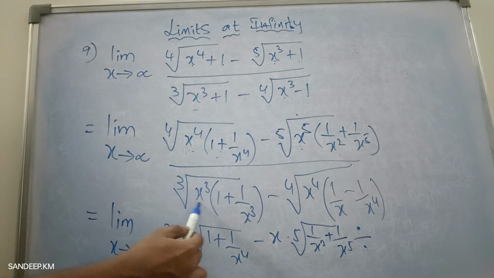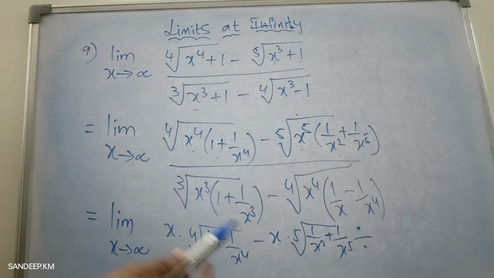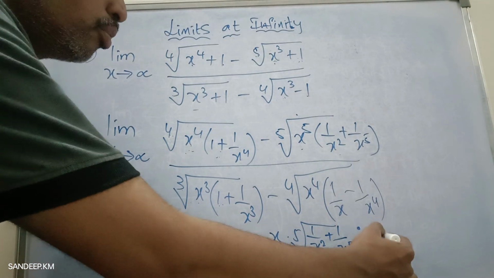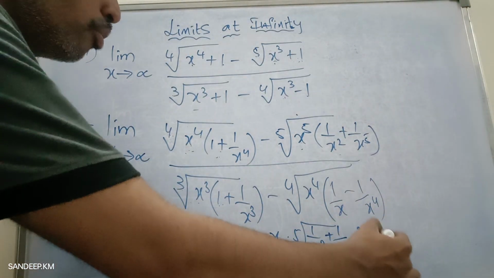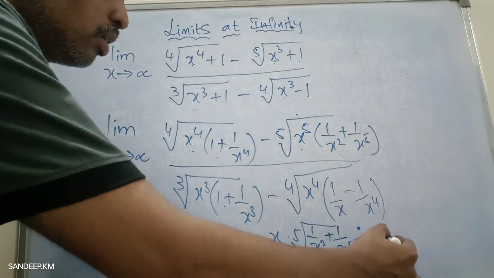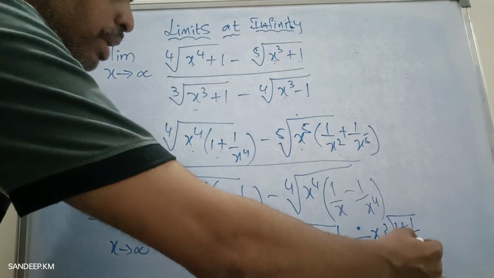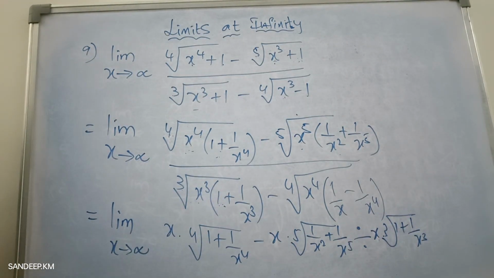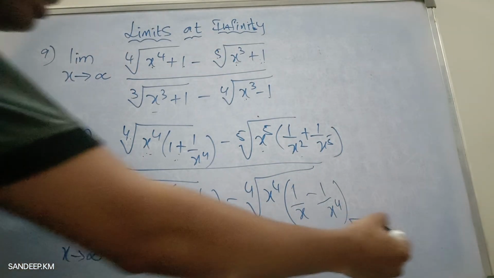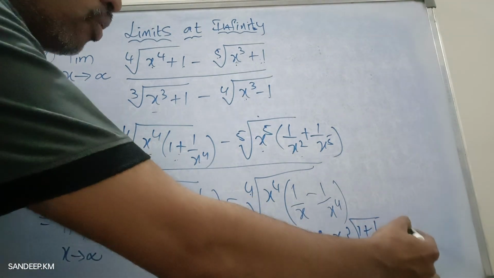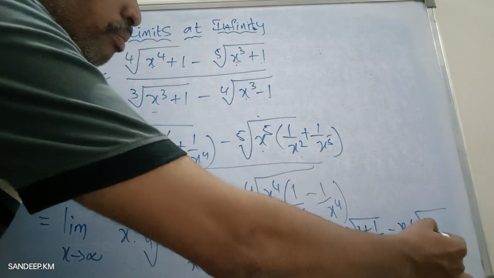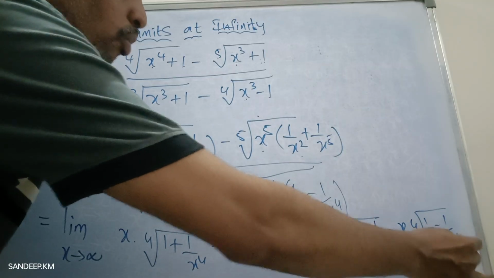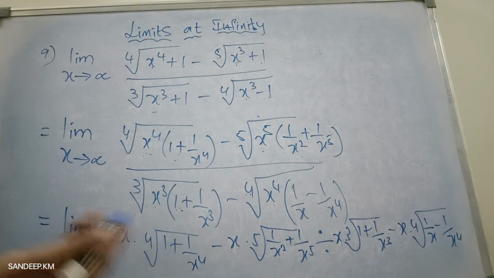Cube root will be separated for these two terms now. So cube root of x cube is x into cube root of this. Cube root of 1 plus 1 by x cube, and then minus fourth root of x power 4 is x into fourth root of this. Fourth root of 1 by x minus 1 by x power 4. Correct or not?